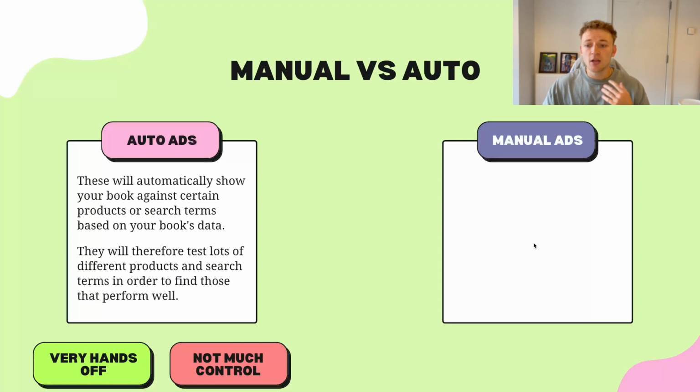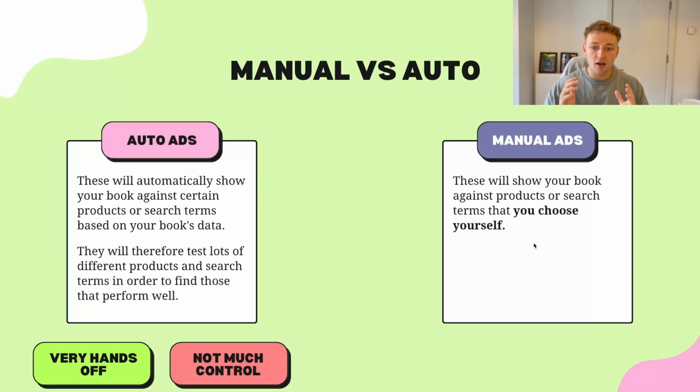The flip side, you then have manual ads. These are ads that will show your book against products or search terms that you actually choose yourself, rather than relying on the Amazon algorithm and looking at your metadata and your book's data to find certain products for you. You're specifically finding the products yourself.